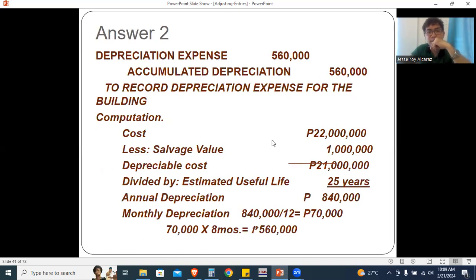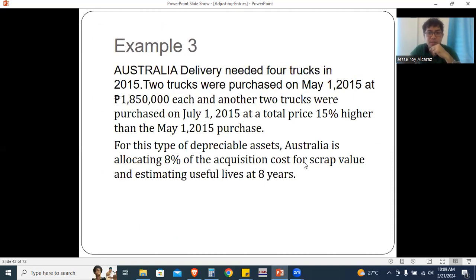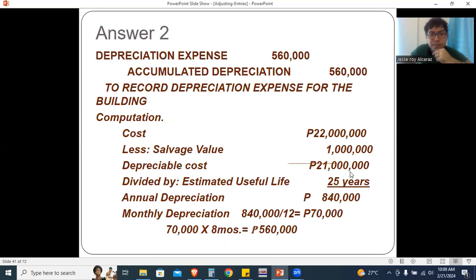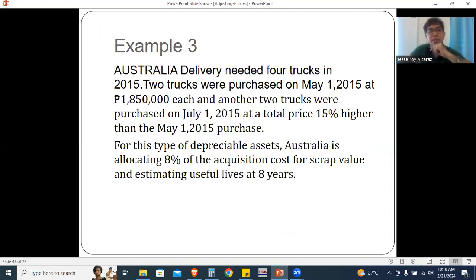Okay, compute sa nato. Cost, 22 million less salvage value. The depreciable cost is 21 million. Divided by the useful life, annual depreciation is 840,000. Divided by 12 months because we are not interested in the annual depreciation because gamit lang na to siya for 8 months. So monthly depreciation is 70,000 times 8 months, that's 560,000. Therefore, the adjusting entry is depreciation expense 560,000, accumulated depreciation 560,000 pesos.